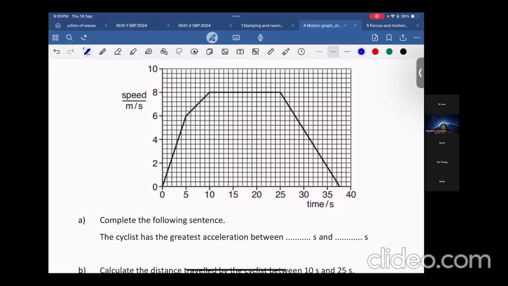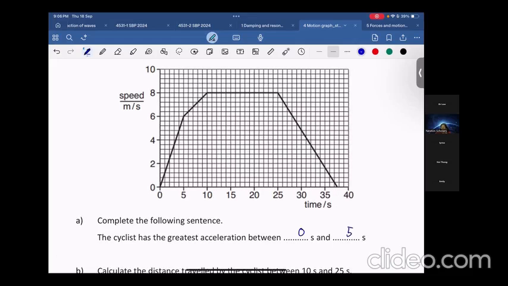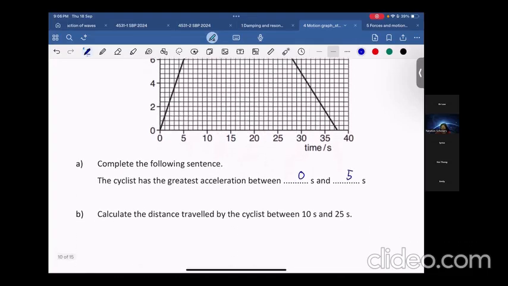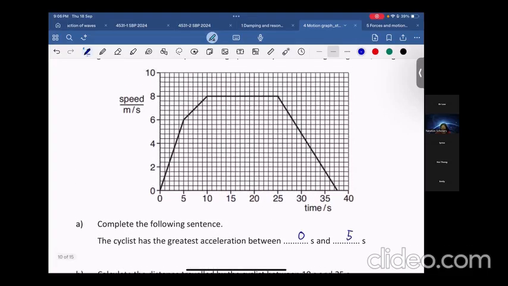Okay, boys and girls. So you look at this line and this line. Which one is steeper? Answer is first section is steeper. So for the first section, the greater acceleration is 0 to 5 seconds. Then after that, the question asks you to calculate distance travel between 10 to 25. This is 10 to 25. They want this area. What is the area they travel?